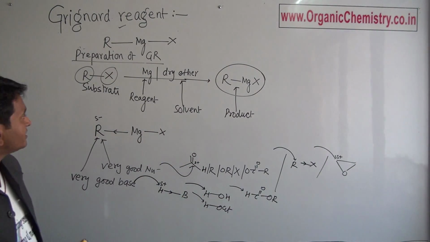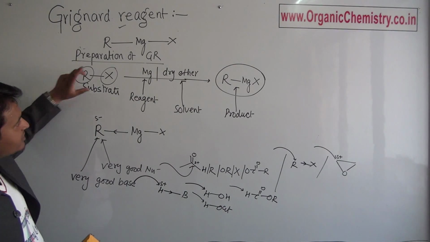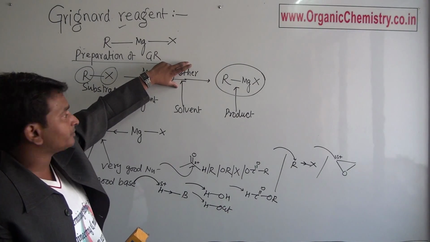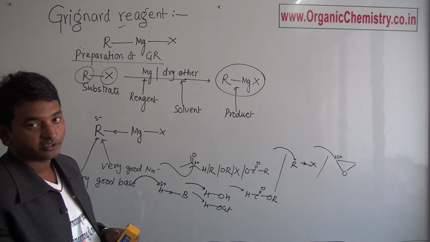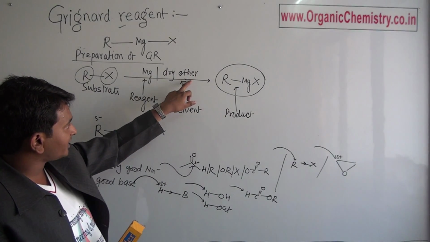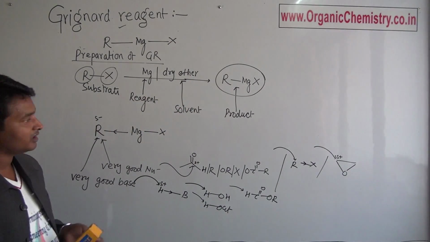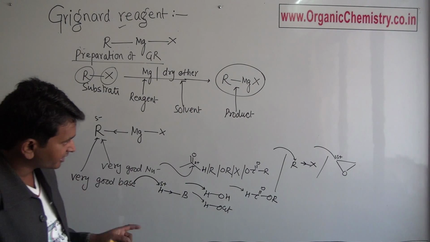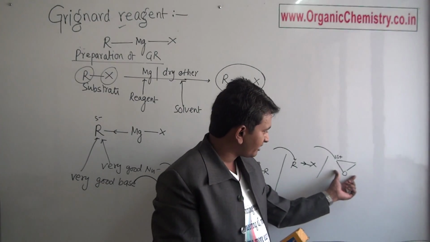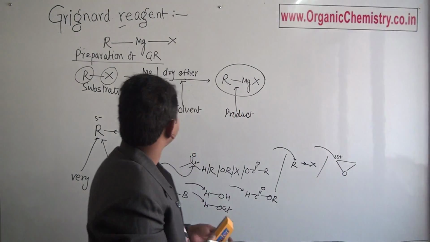So the important part is this, we can only use dry ether for the preparation of Grignard reagent, because ethers are chemically unreactive towards any nucleophile or base. So our limitation is this, we cannot use 3-membered and 4-membered cyclic ethers.